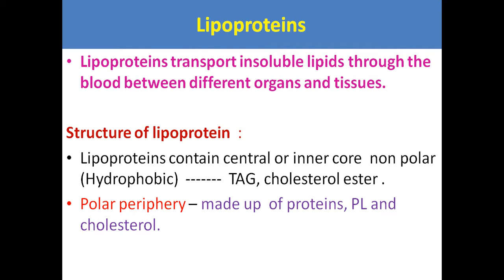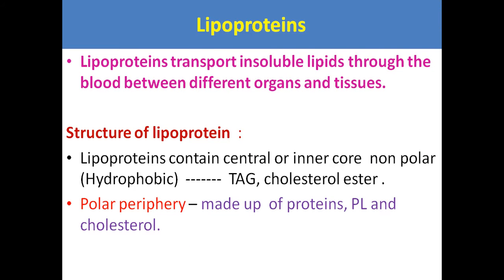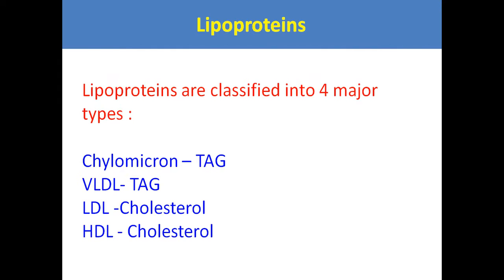If you see the structure of lipoproteins, they contain a central or inner core, a non-polar region made up of triacylglycerol and cholesterol ester. The polar periphery is made up of proteins, phospholipids (PL means phospholipids), and cholesterol. So this is the general structure of lipoprotein. The core is made up of triacylglycerol and cholesterol esters and surrounded by phospholipids and apoproteins.